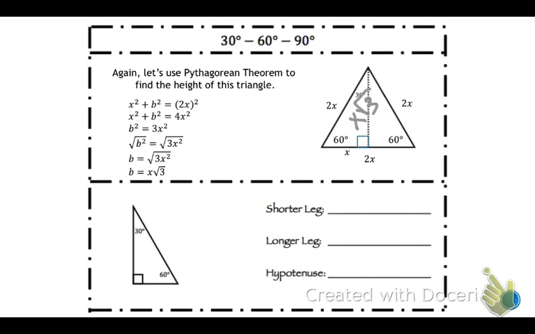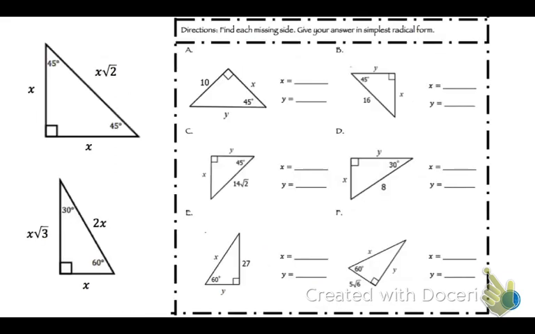Now the shorter leg, so the leg opposite of 30 degrees, is x. The longer leg, the leg opposite of 60 degrees, is x square roots of 3. And then the hypotenuse is 2x. Okay, those are also very important to remember. So shorter leg is the one opposite of 30 degrees. Longer leg is opposite of 60. And then the hypotenuse is the hypotenuse. Okay? So let's actually use this.